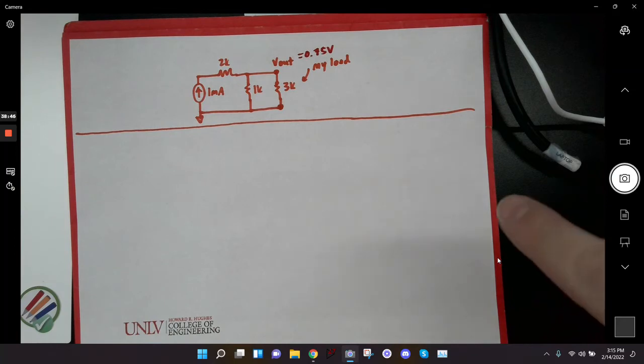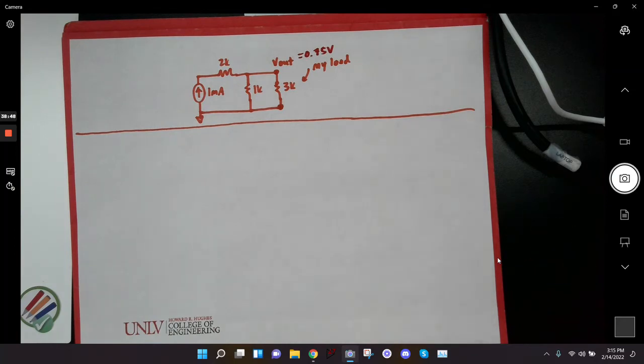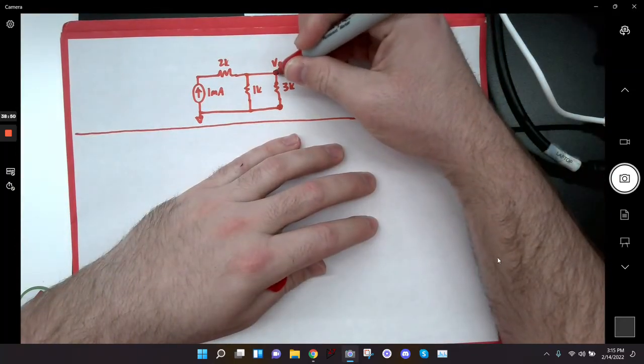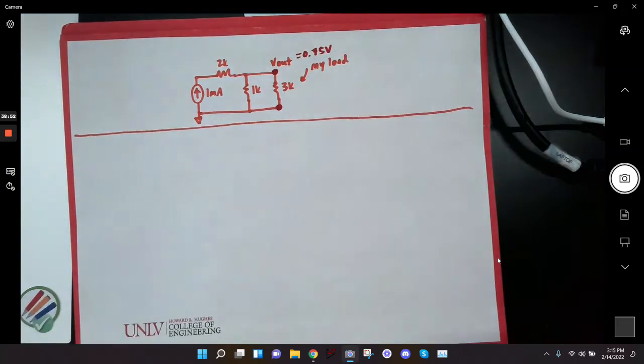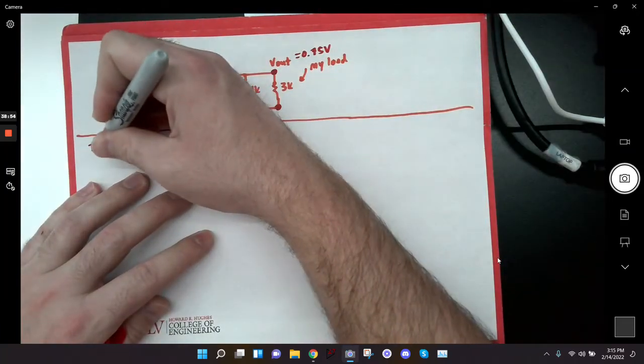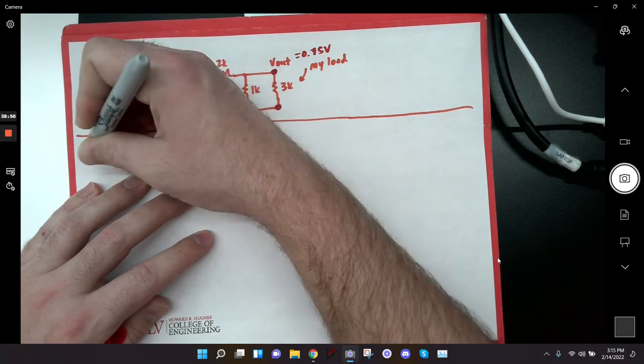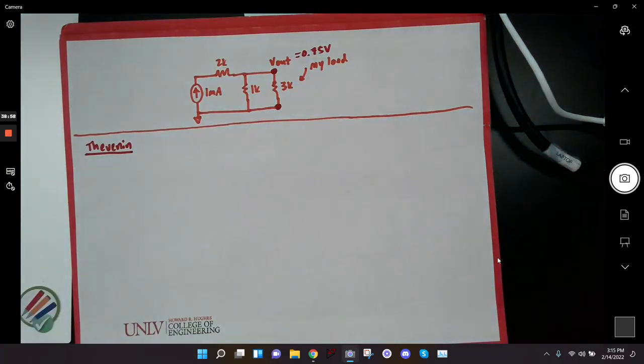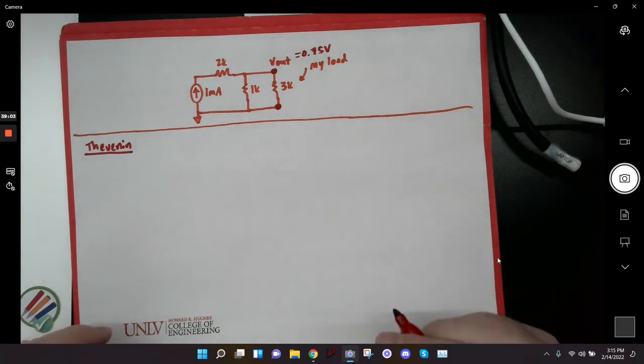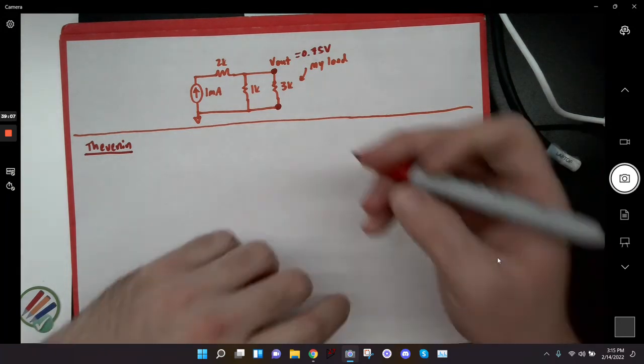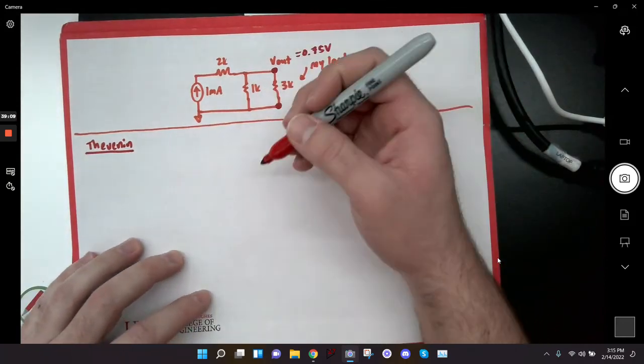So that's my voltage that I'm looking to get. I should get that same voltage when I find my equivalents and I plug in my load. So this is my load, 3K. So first I'll do Thevenin. And when I do Thevenin, I'm looking for a Thevenin voltage and I'm looking for a Thevenin resistance. Right, Ryan? Sorry. It's all good.